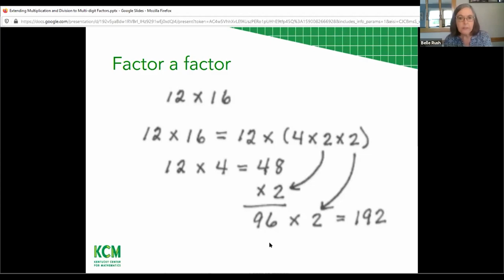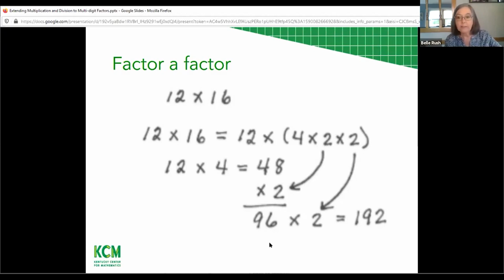that actually help your kids think about those type strategies. So here's factor a factor, where you have 12 times 16, where they factor out the 16 to 4 times 2 times 2. And then that makes it a little bit more manageable, where they can multiply 12 times 4 is 48, times 2 is 96, and then 96 times 2 is 192.